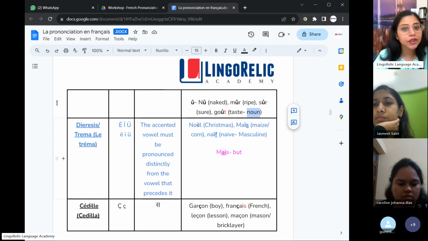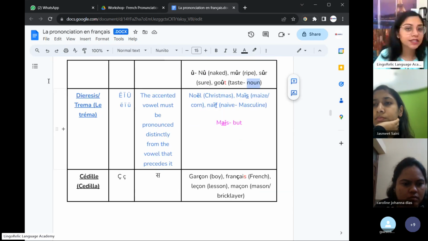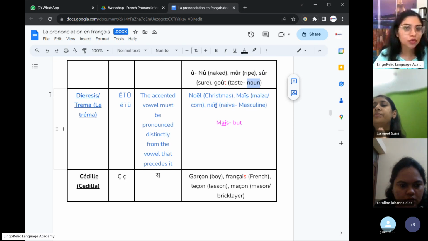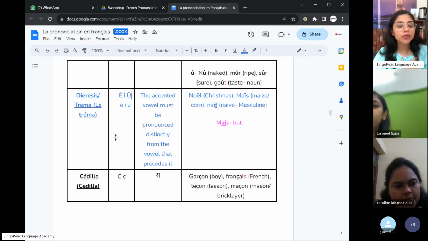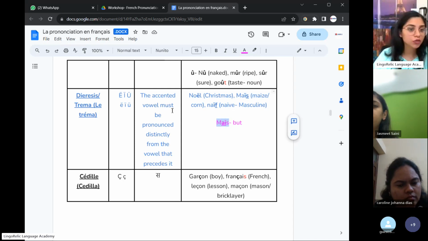Another accent in French that exists is the diérèse or le tréma. Tréma. Tréma en français, le tréma. This tréma is nothing but this double dot that comes on these vowels here. So the accented vowel must be pronounced distinctly from the vowel that precedes it. Like earlier, see, for example, you have this word. Isko kya bolte hain? Can you please pronounce it?